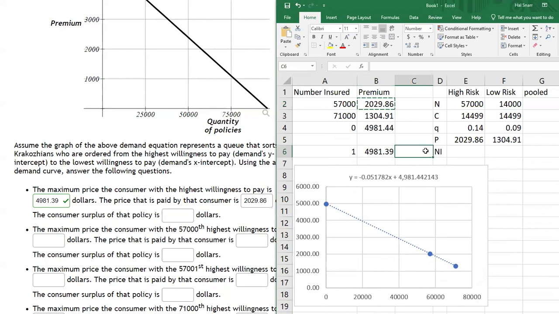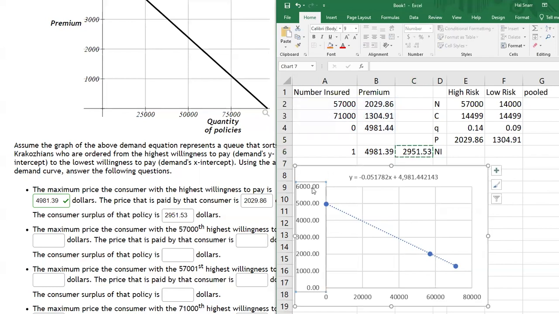And so this person is willing to pay that amount, but only has to pay that amount. So this person has consumer surplus. They feel good about the deal because they would have paid almost 5,000, but they only have to pay just over 2,000. So this person feels good about the transaction. This is that person's consumer surplus.